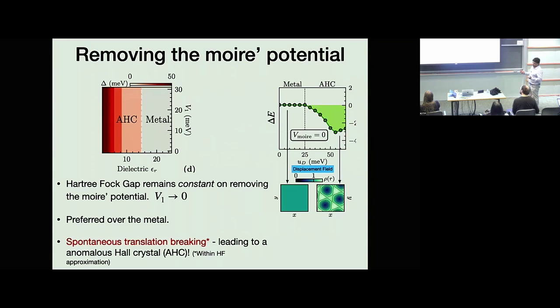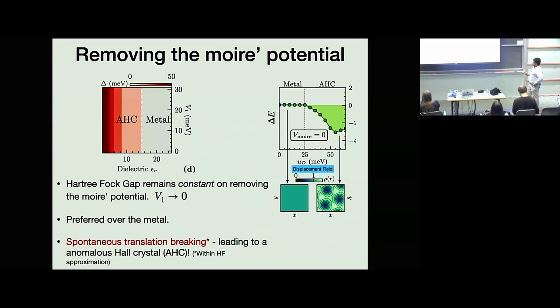And of course, the question we asked ourselves is, what happens if you completely switch off the Moiré potential? And it turns out that the gap remains the same. So really, within this Hartree-Fock, you don't need a Moiré potential to seed this breaking of translation symmetry. It wants to break the translation symmetry. And you can compare its energetics. Even in the absence of a Moiré potential, you find that the energetics of this crystalline state is better than the metallic state as you tune the vertical electric field.